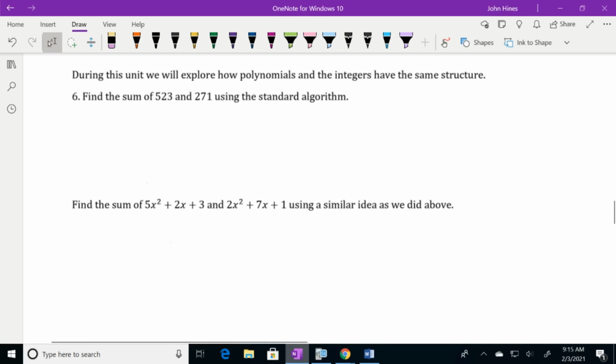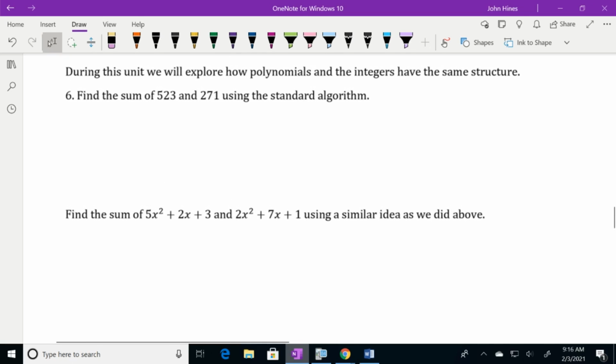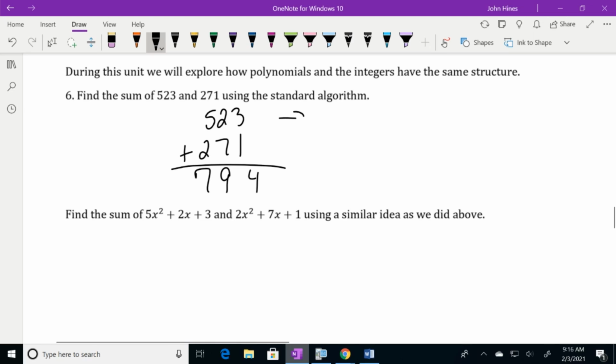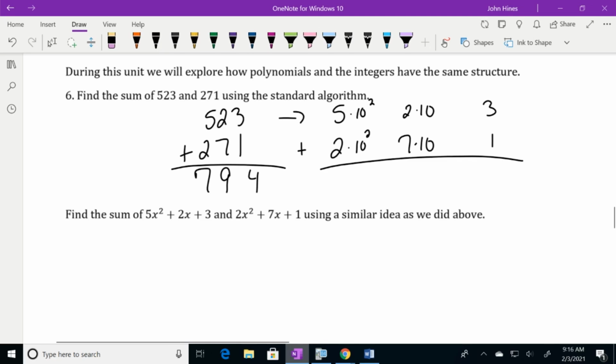We're going to end by jumping to number 6 here. So again, our polynomials and the integers, our base 10 number system, are very closely related. So find the sum of 523 plus 271. Using the standard algorithm, we get 497. Because what we really did there is we said we have 5 hundreds, 2 tens, and a 3. And I'm adding that to 2 hundreds, 7 tens, plus 1. So when I combine these terms here, I just add them.